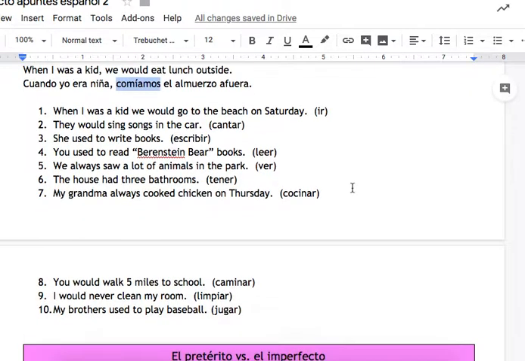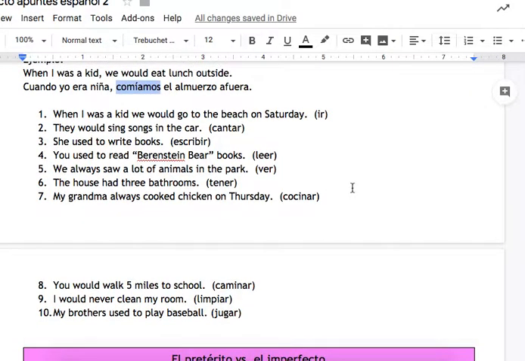So here are example sentences. When I was a kid, we would go to the beach on Saturday. So when I was a kid, it looks like the same starter as this one. So I'm just going to put cuando yo era niña. Now, if you are a boy, you're going to want to make this niño. So I'm going to do this so it's either an O or an A. We would go to the beach on Saturday.